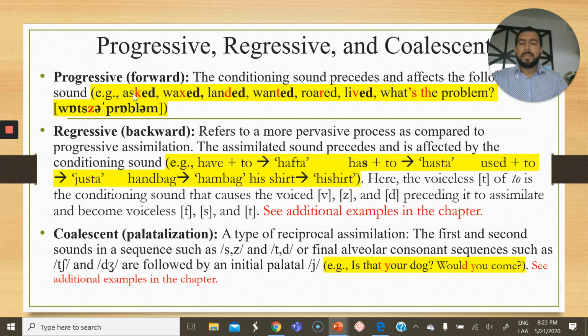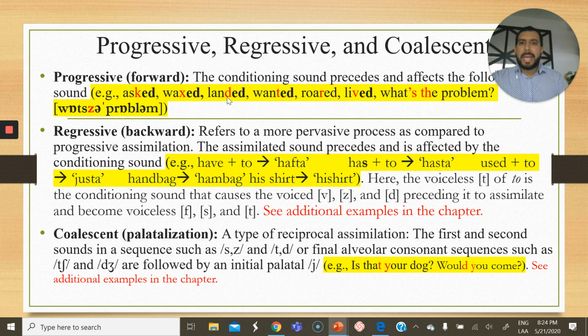In this case, the conditioning sound is in red, and the assimilated sound is in boldface here. So in the simple present of ask, if we put that in past tense, you will see how the conditioning k sound makes us pronounce this as t. So asked. And as a matter of fact, the k sometimes disappears in connected speech. So you say, he asked me to go.